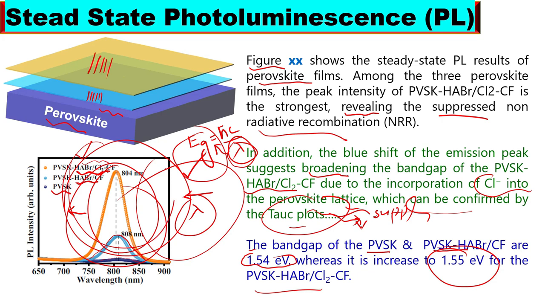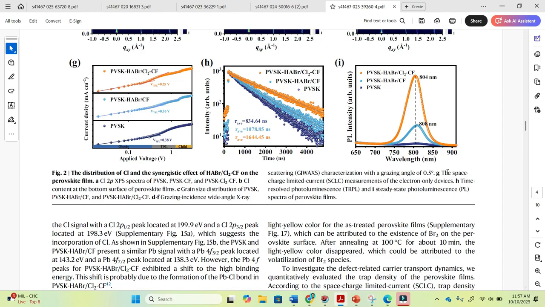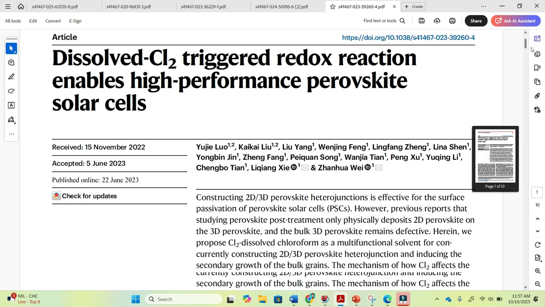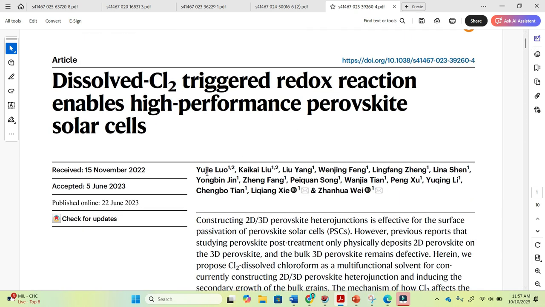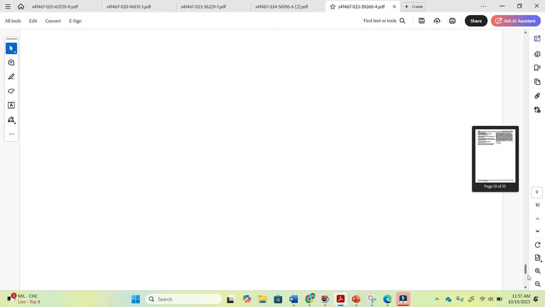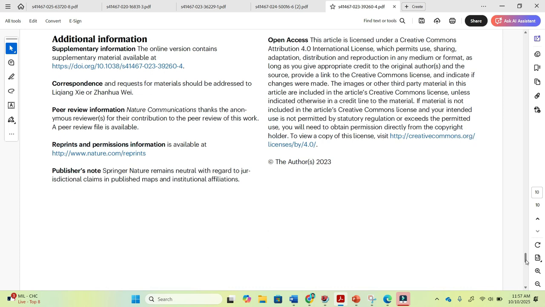I took this Tauc graph from an important paper. This is the paper where I took the PL data, and it is published in Nature Communications. This is the title, by Lu et al. This work is published under a Creative Commons license 4.0, and this is the link to the license.